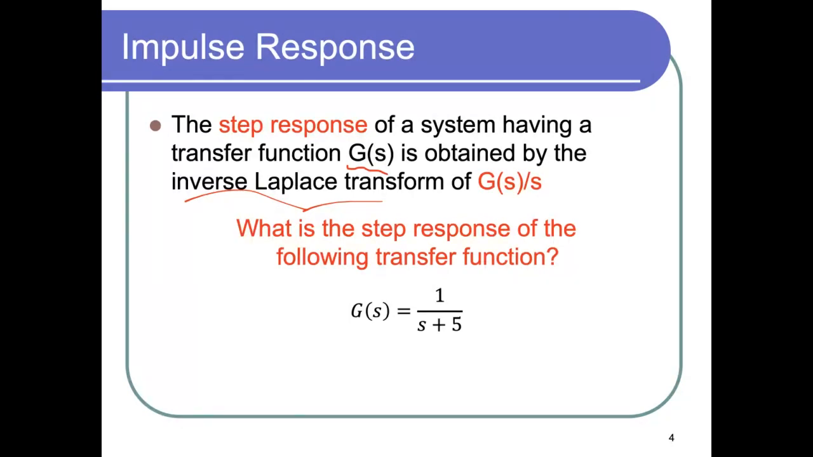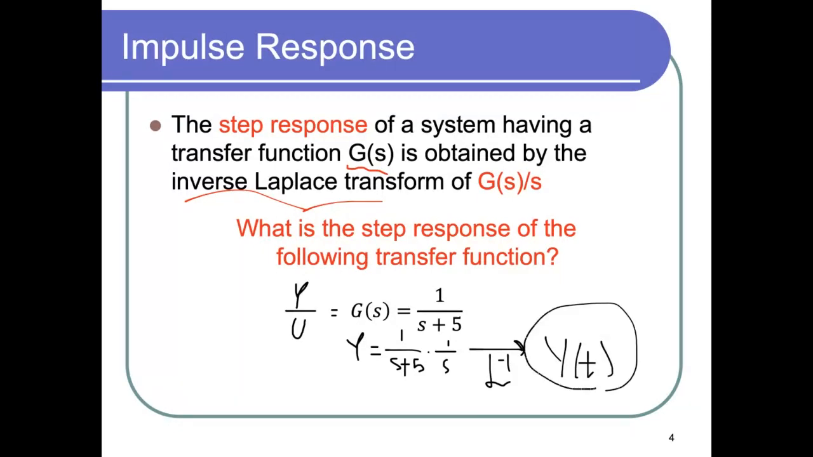So if I have an input to the system, I want to know how the output of the system will behave. So again, what is the transfer function? It is the output Y over the input, let's say U. So this tells me that Y is 1 over s plus 5 multiplied by 1 over s. You can do partial fraction expansion, and using the inverse Laplace transform, you get y(t). And that's the step response of the system.